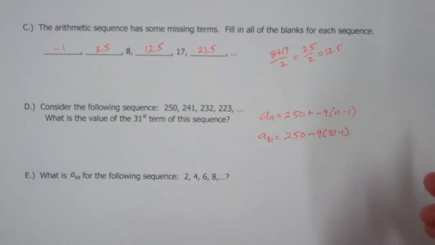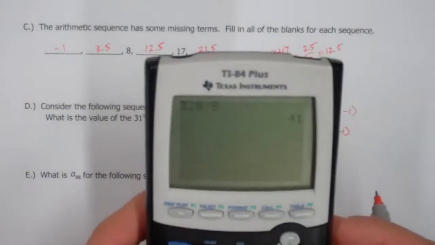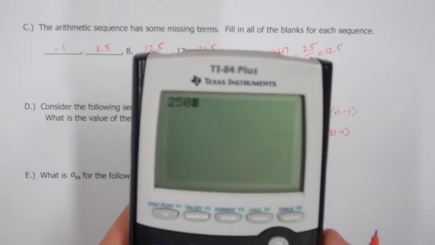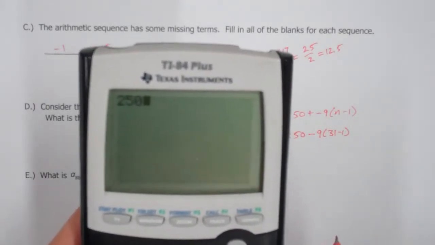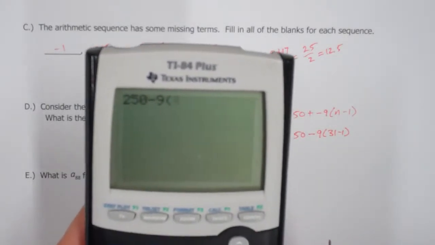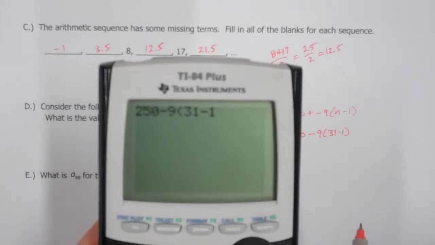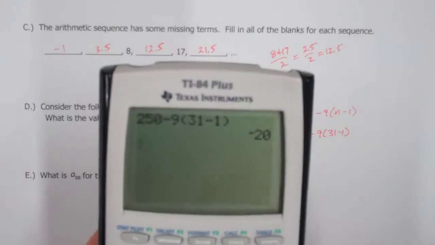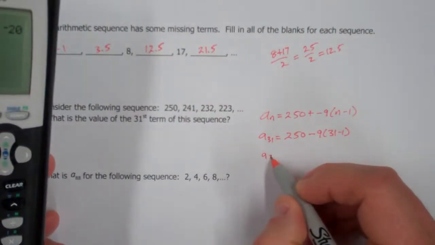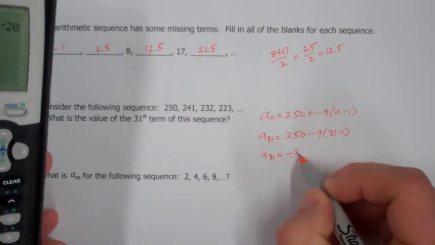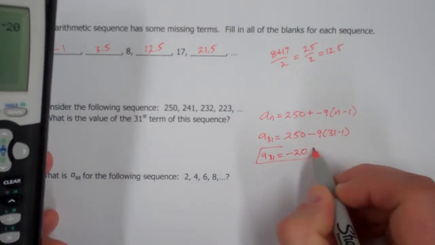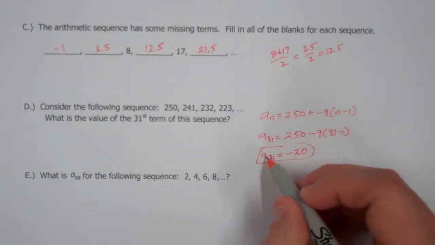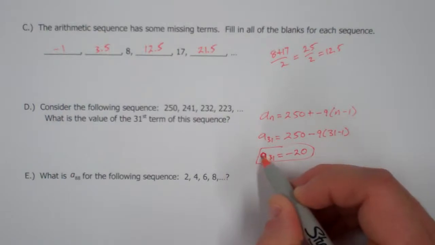We'll use our calculator for this one. So we've got 250 minus 9 in parentheses, 31 minus 1. You can just type it in just like that. Make sure you utilize your parentheses. And it's negative 20. That should be an A here. It's a little bit of a long tail.